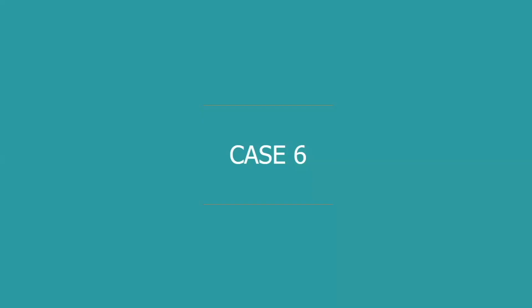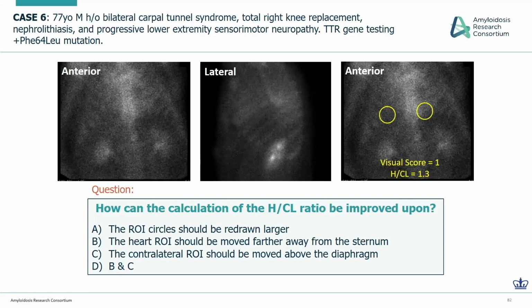So case number 6 is a gentleman, again, with a known Phe64Leu mutation, which causes a mixed phenotype. He has bilateral carpal tunnel syndrome, had a previous right knee replacement. He has nephrolithiasis, progressive lower extremity sensory motor neuropathy, highly consistent with transthyretin amyloidosis. And shown here are his different views. Sabi, I don't know if you want to comment about the question of the H/CL ratio and how it can be improved upon. His H/CL ratio here is 1.3 and the visual score is 1.